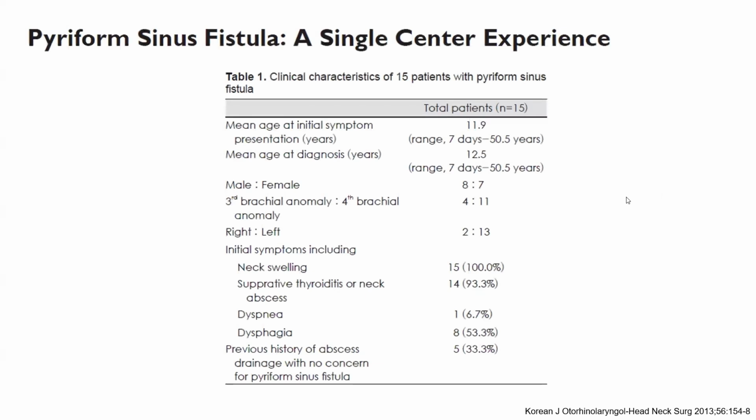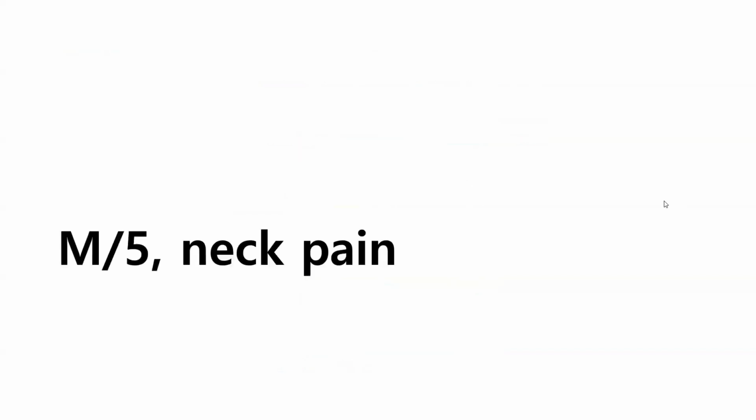This study analyzed piriform sinus fistula in Korean patients. Most were children, but there were also patients in their 50s. It is mainly prevalent on the left. This is an example of a typical piriform sinus fistula. A 5-year-old boy visited the hospital with neck pain.